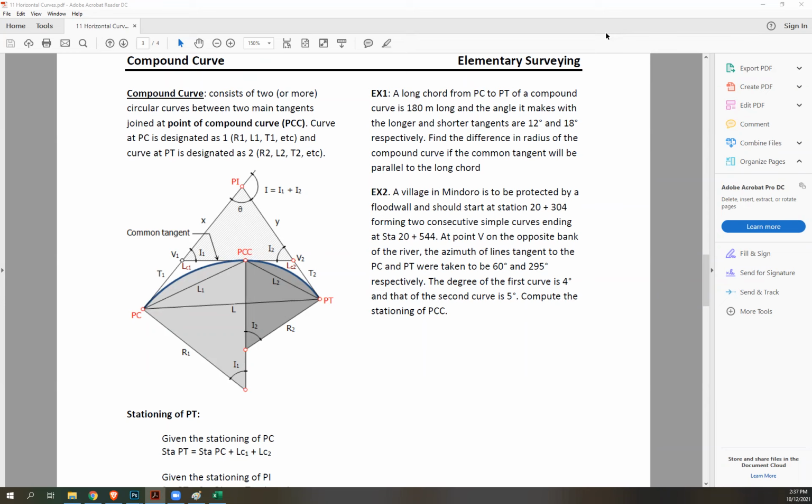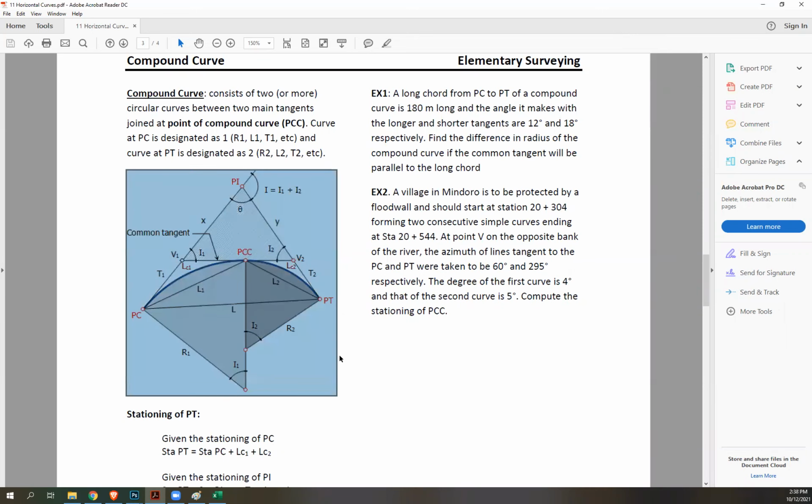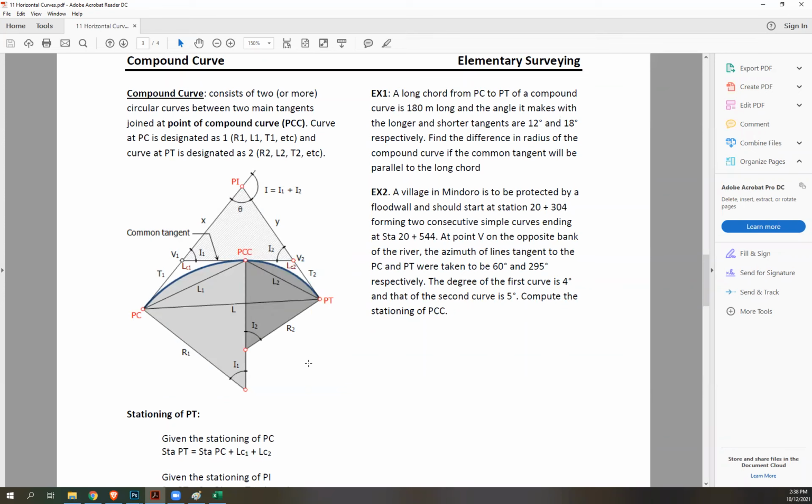Curve at PC is designated as 1, so your R1, L1, T1, etc. And then curves at PT is designated as 2, so your R2, L2, T2, etc. So from the name itself, it's just a combination of two simple curves. This is a simple curve 1, and then there's another simple curve over here. Okay, so this is your R1, R1, R2, R2, L1, L2, T1, T2, T1, T2.